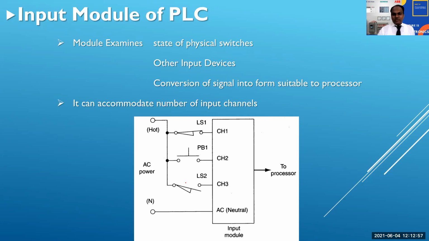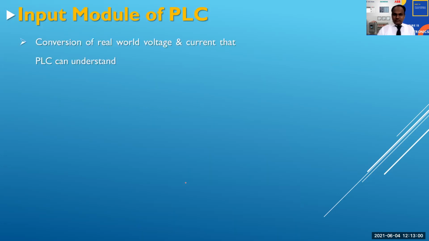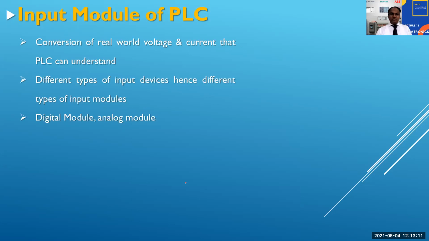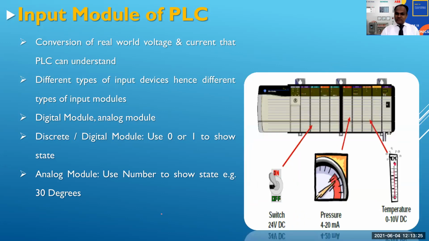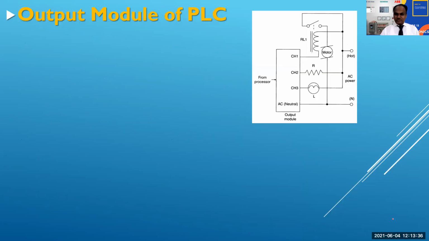It can accommodate a number of input channels. It converts real world voltage and current into a form that PLC can understand. Different types of input devices, hence different types of input modules, are required. Digital modules and analog modules. A discrete digital module has 0 or 1 states. Analog modules use numbers to show state, that is 30 degrees, 40 degrees, 50 degrees, temperatures, etc. So it may use a 24 volt switch, a pressure device, or a temperature device. These will be the input modules of PLC.